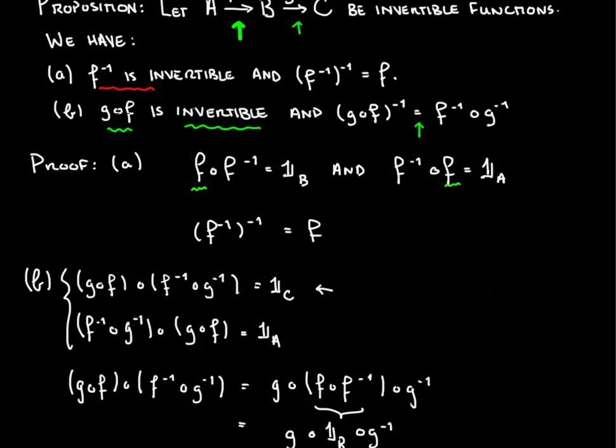That g circle f is invertible. It satisfies the definition of an invertible function. And we've also shown that its inverse is f inverse circle g inverse.